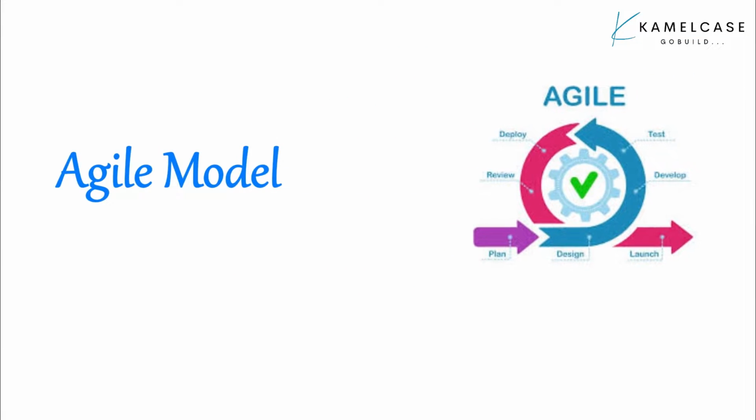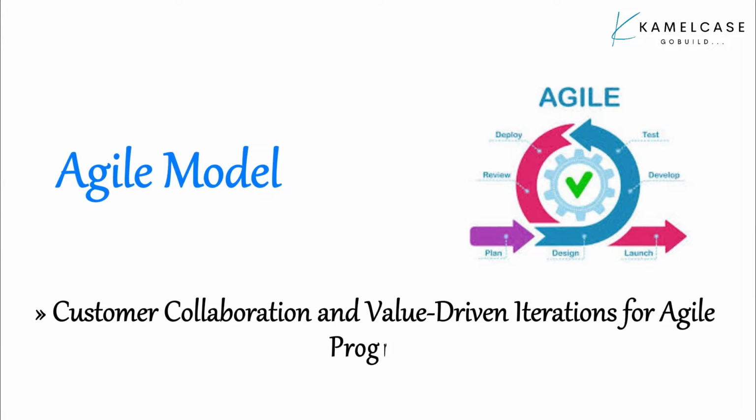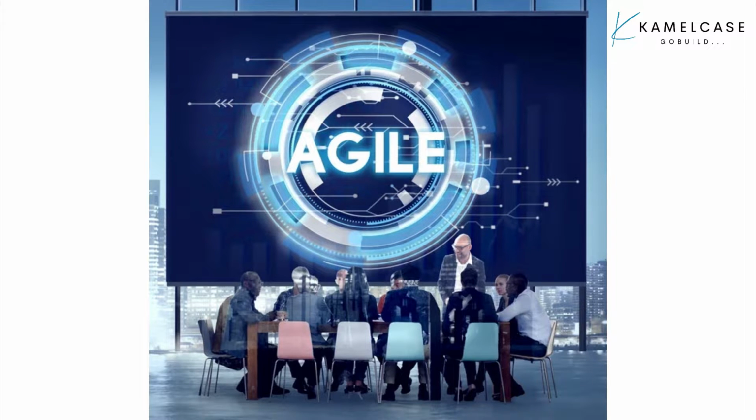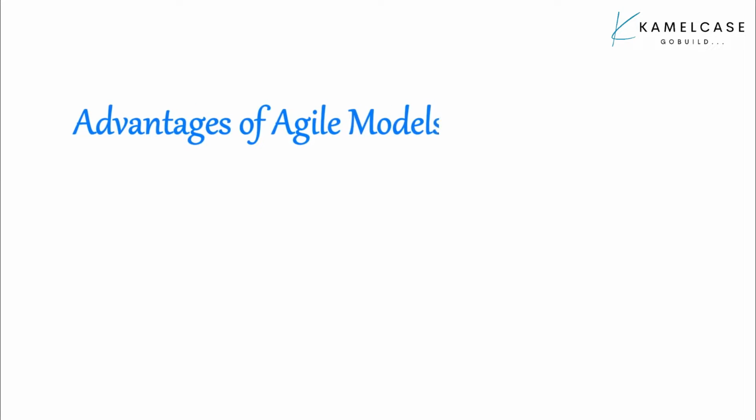Agile model is a dynamic software development approach emphasizing flexibility, collaboration, and iterative progress. It prioritizes customer needs, adapts to changes, and delivers incremental value through short cycles, fostering effective teamwork and responsiveness. Let's go with advantages of Agile model and explore it.